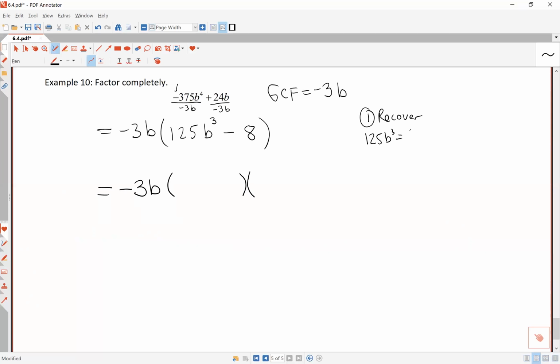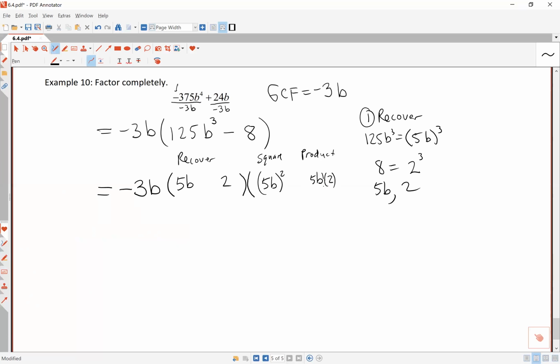125b cubed is the cube of 5b. 8 is the cube of 2. So our two pieces that we've recovered are 5b and 2. We write them down. We recovered them, 5b and 2. And now we square. Product: 5b times 2. And square.